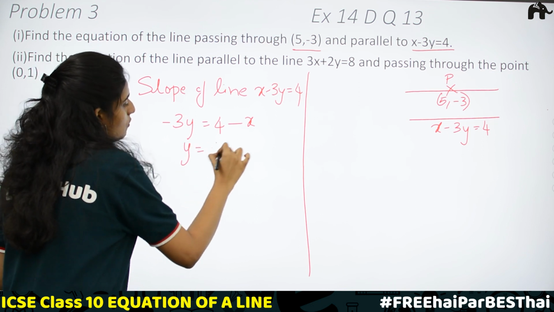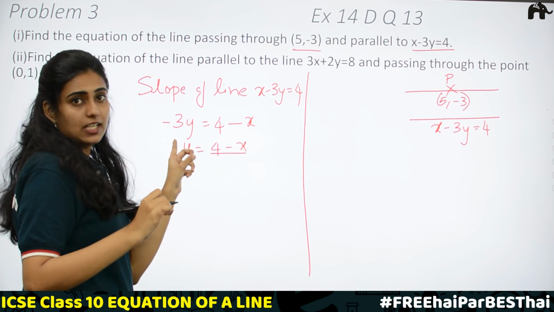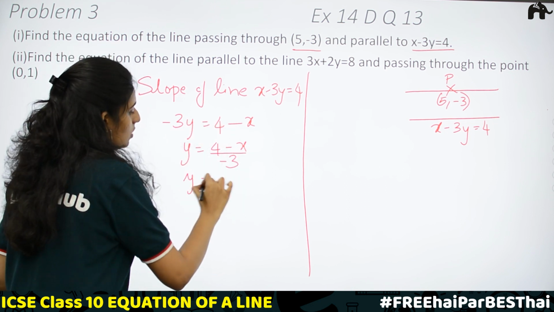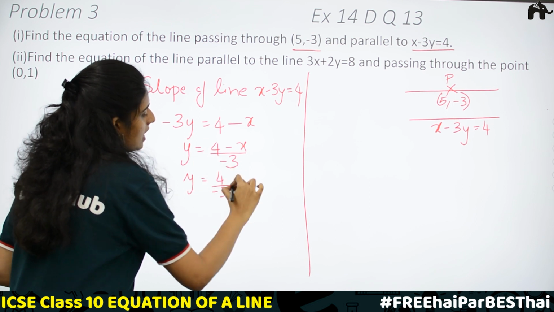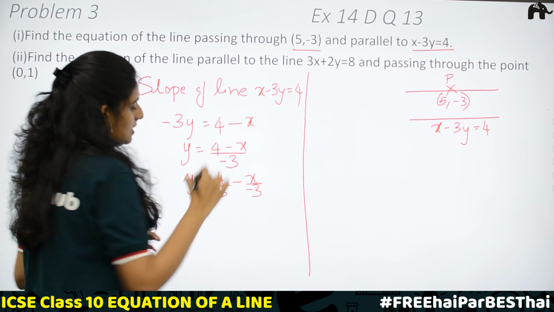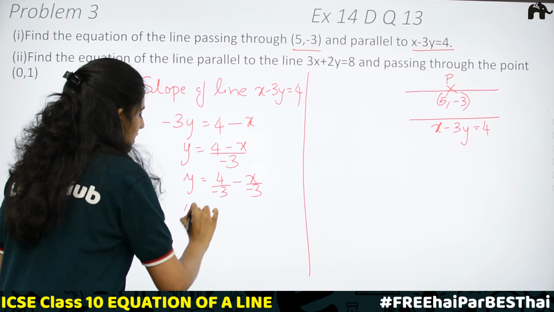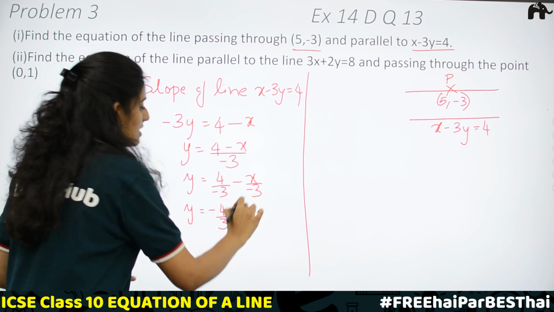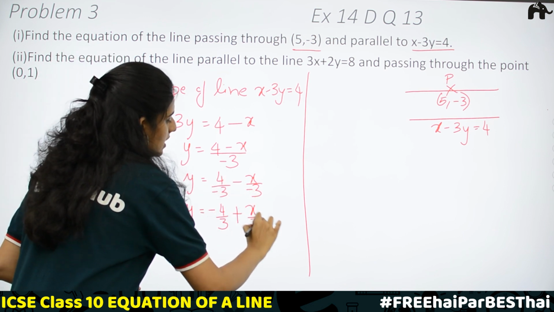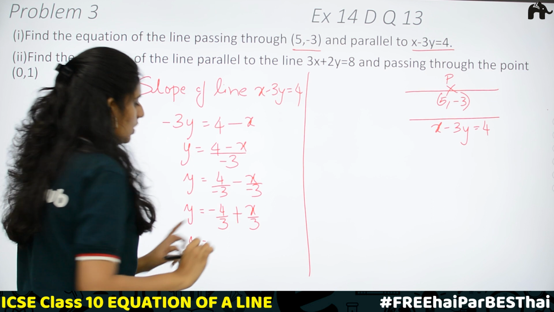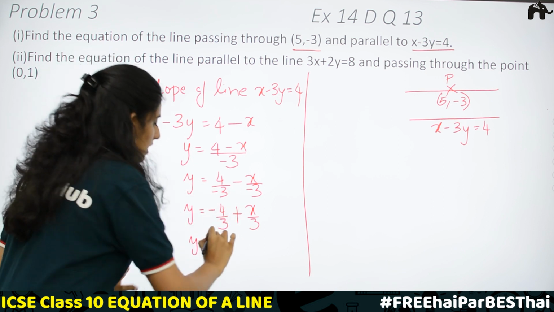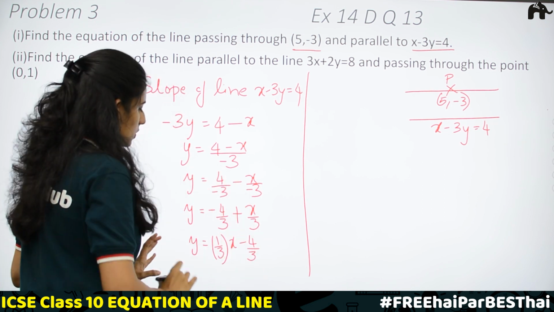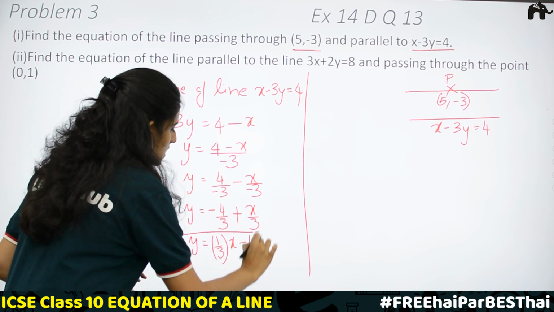Y is equal to 4 minus x, divided by, taking this to the right hand side, minus 3. That is y is equal to 4 divided by minus 3 minus x divided by minus 3. Negative taken to the numerator, we get y is equal to minus 4 by 3. Negative and negative can be cancelled. It becomes positive x by 3. Rearranging, we get y is equal to 1 by 3 into x minus 4 by 3.